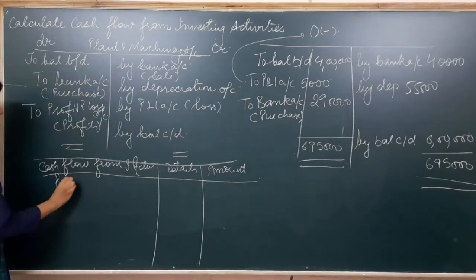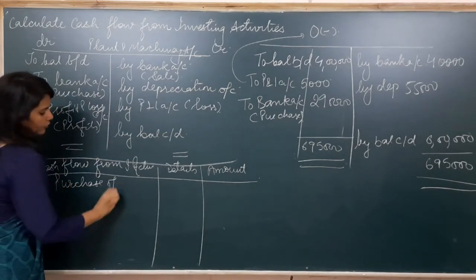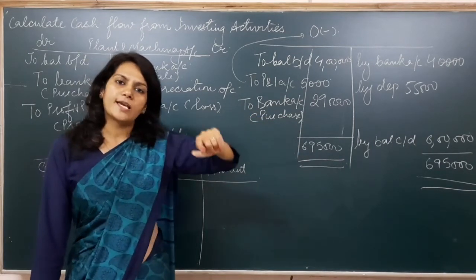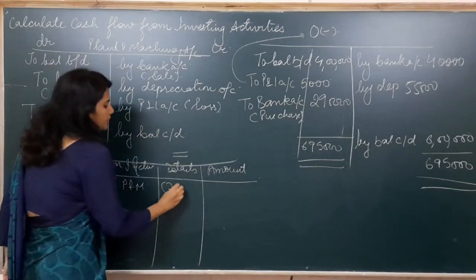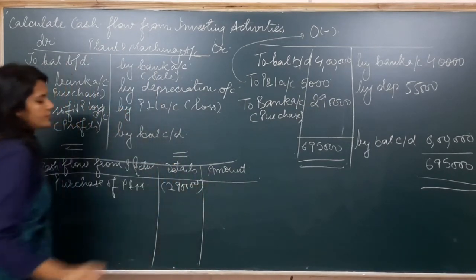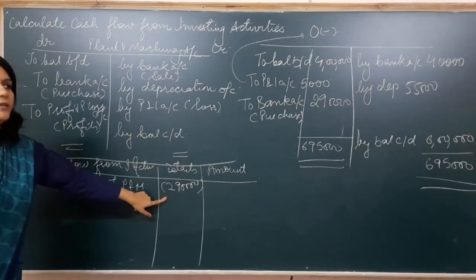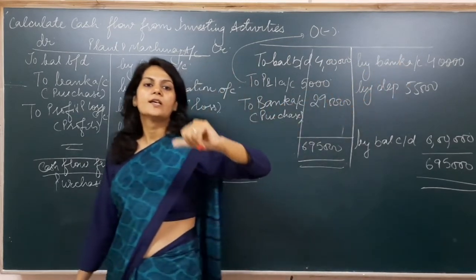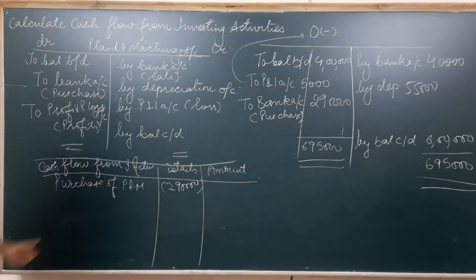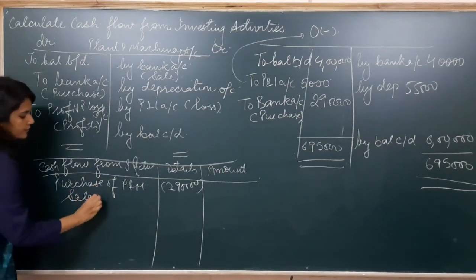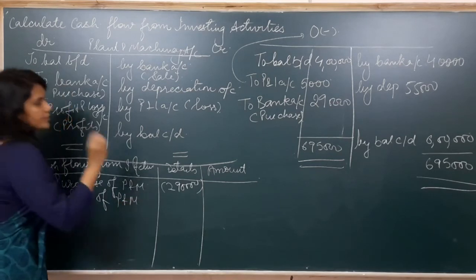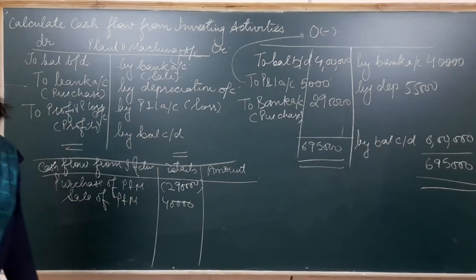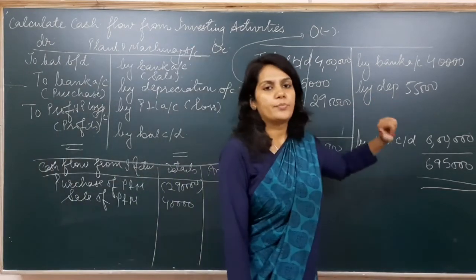I will write here purchase of plant and machinery. We have purchased for 2,90,000. It means cash goes out, so it represents an outflow of cash. So I will write this in brackets to represent negative items. Then the next is by bank. This item represents sale of the machinery. Just like purchase, sale is also recorded here only. So I will write sale of plant and machinery for rupees 40,000. It will be written as positive because it brings cash into the company. Then the next is by depreciation.